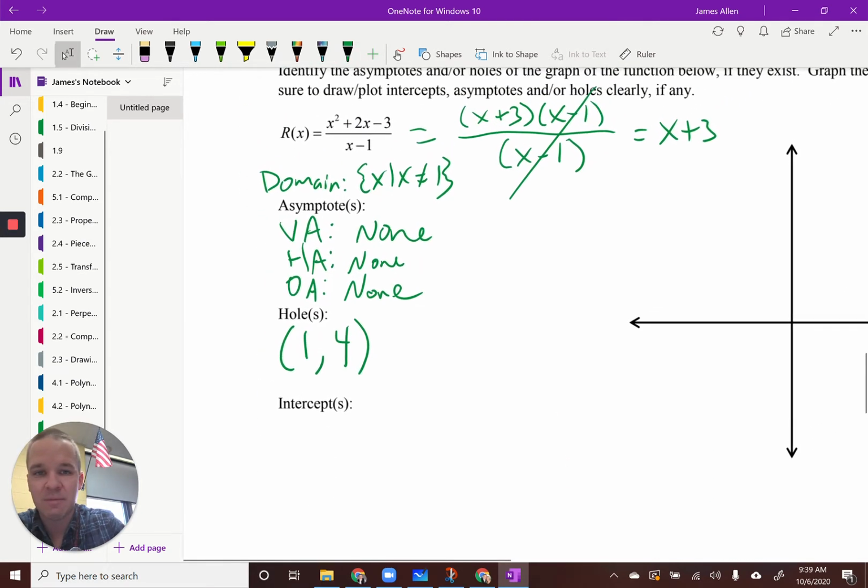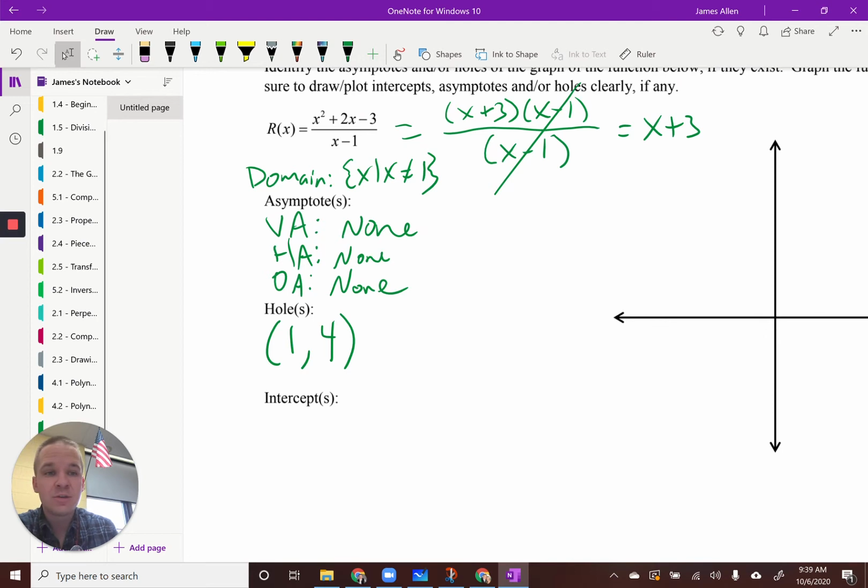Intercepts. How about my intercepts? I can do those, right? So if I want to figure out my x-intercept, I'd set the equation equal to 0, right? Because on my x-axis, my y value is 0. So if I set this all equal to 0, that'd be 0 equals x plus 3. I'd get x equals -3. So x-intercept would be -3 comma 0.